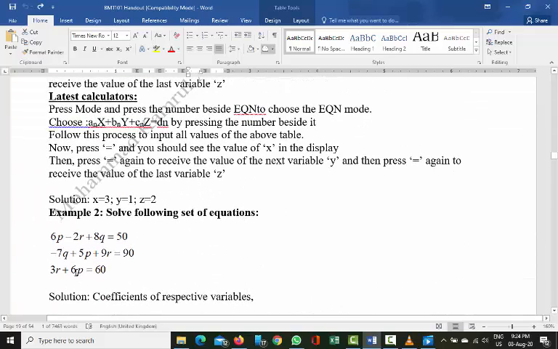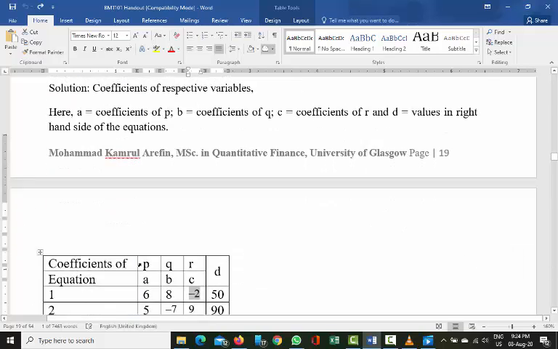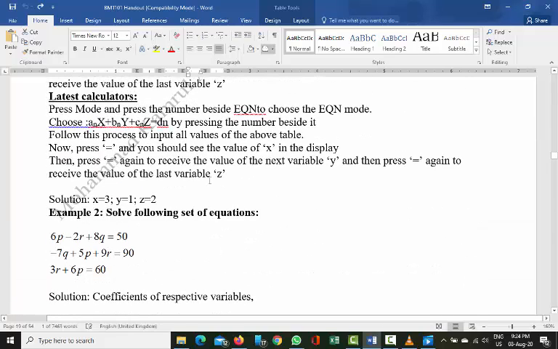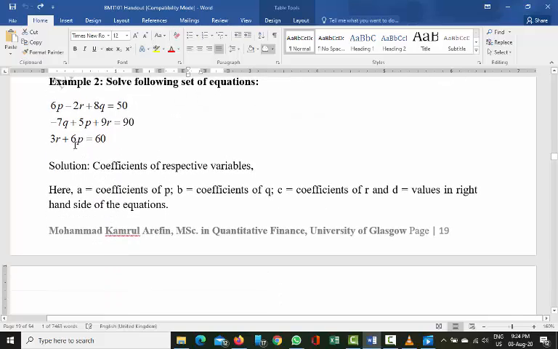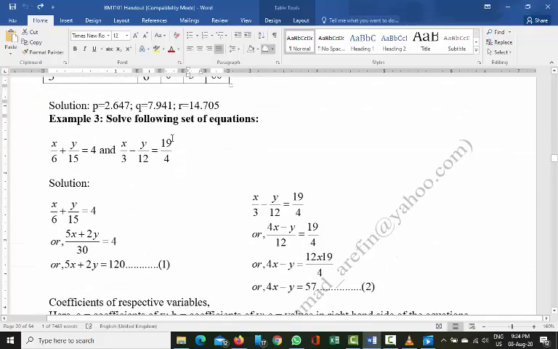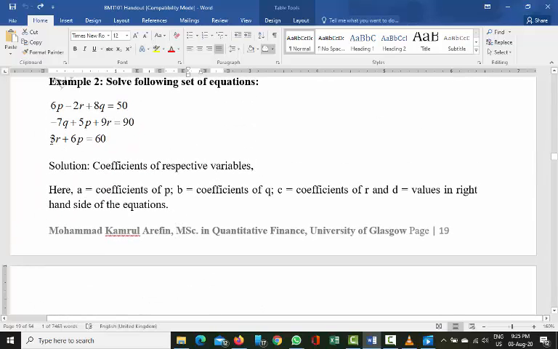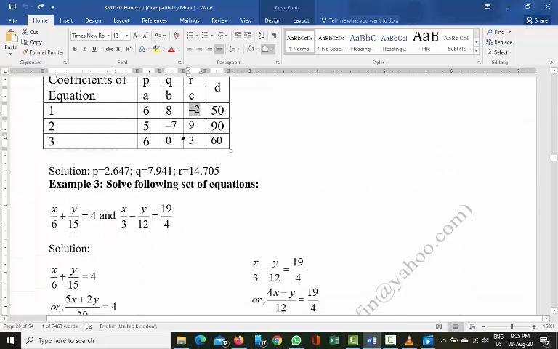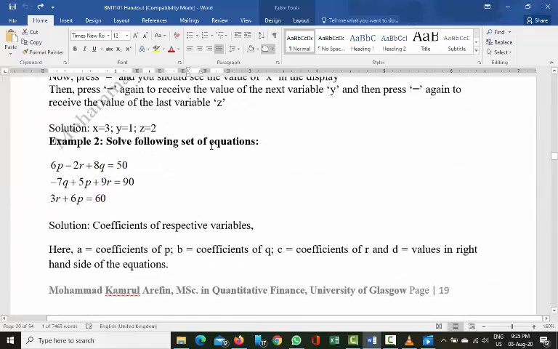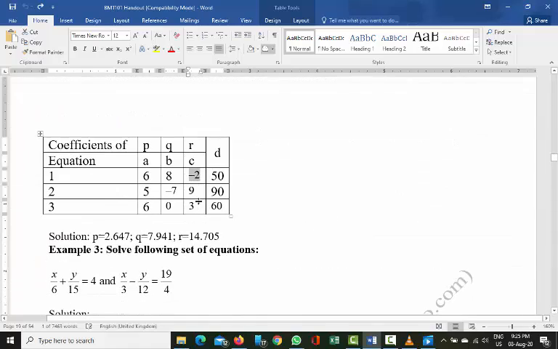Now in the third equation, the coefficient of p is 6. For the coefficient of q, in the third equation we do not have any q. So the coefficient is 0. No q is there, that means the coefficient of q in the third equation is 0. And the coefficient of r in the third equation is 3. In the right hand side we have 60.